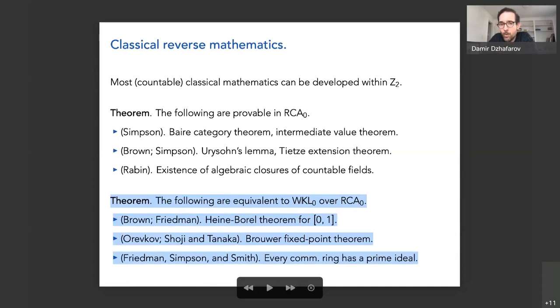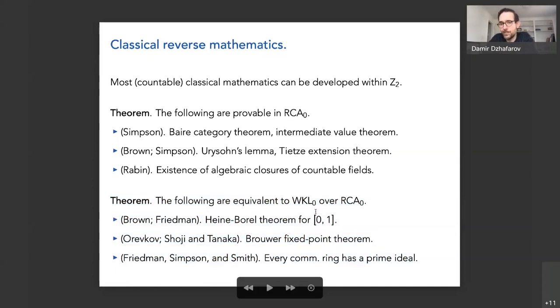So all of these are equivalent to WKL₀ over RCA₀. So WKL₀ proves each of these theorems, and RCA₀ proves that each of these theorems implies WKL₀. So if you want to believe in the Heine-Borel theorem, you have to believe in WKL₀. That's the right way to think of it. In the same way that if you want to believe in Zorn's lemma, you have to believe in the axiom of choice, so long as you also assume ZF.